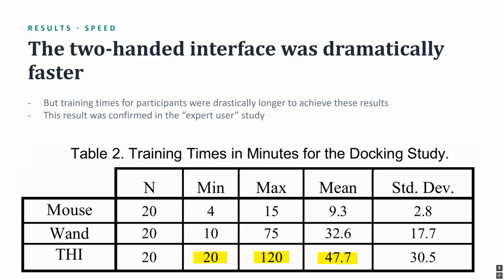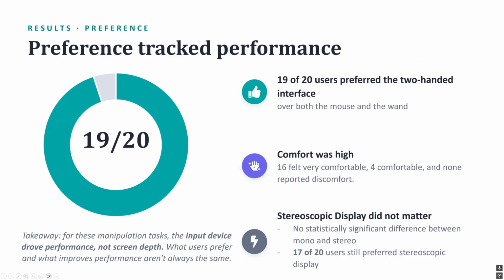The authors also found that users who had played the Nintendo Wii before the actual construction tasks, which also utilizes a wand-like controller, turned out to be much faster and better at using the two-handed interface. So preference tracked performance closely.